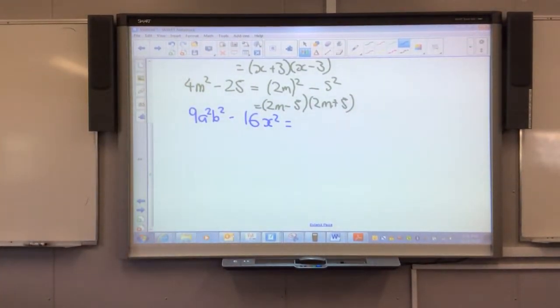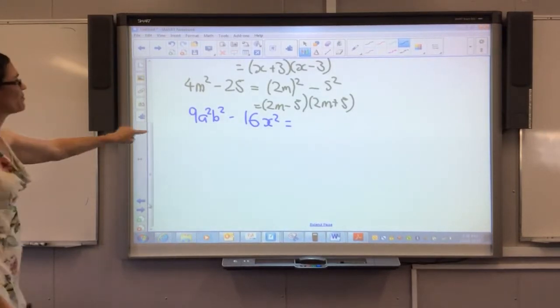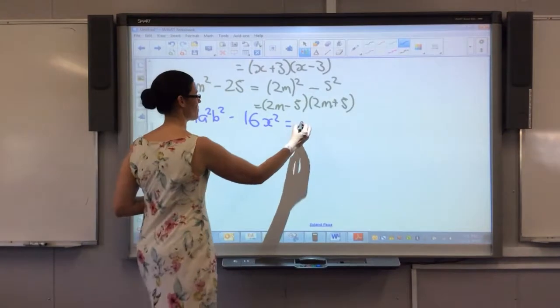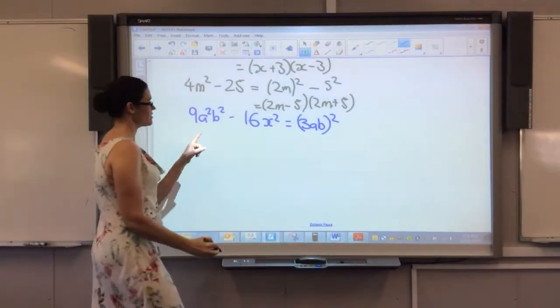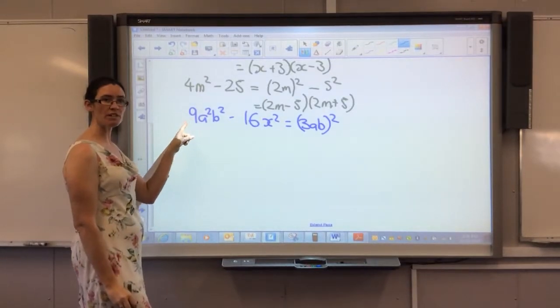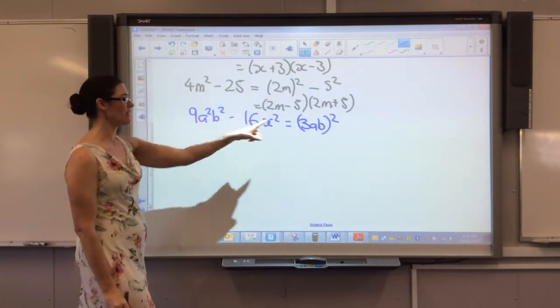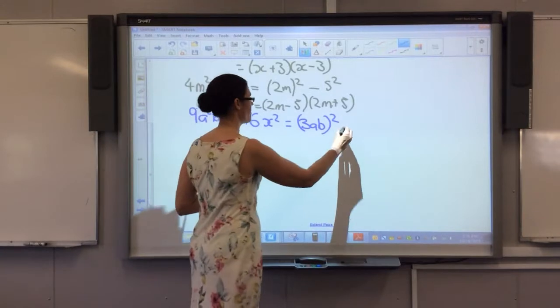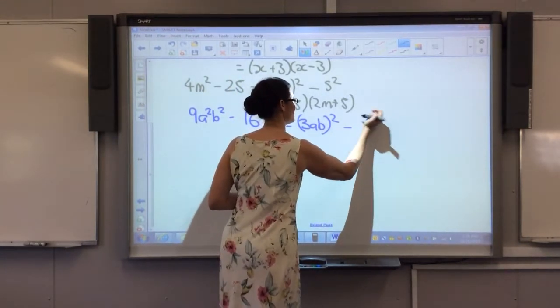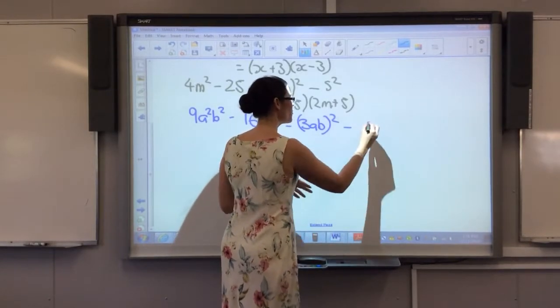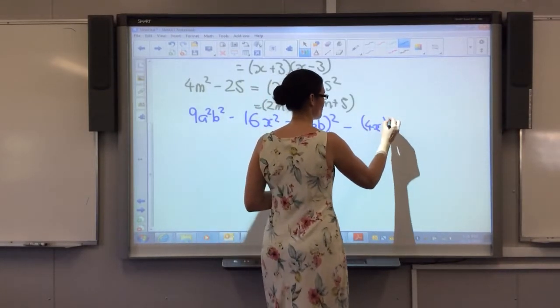In this question, looks a bit yucky, but what's the first thing? What's been squared there? 3ab was all squared to make this. Because 3 squared is 9, and then a squared came from a. Got that? And this was 4x. So you're just square rooting.